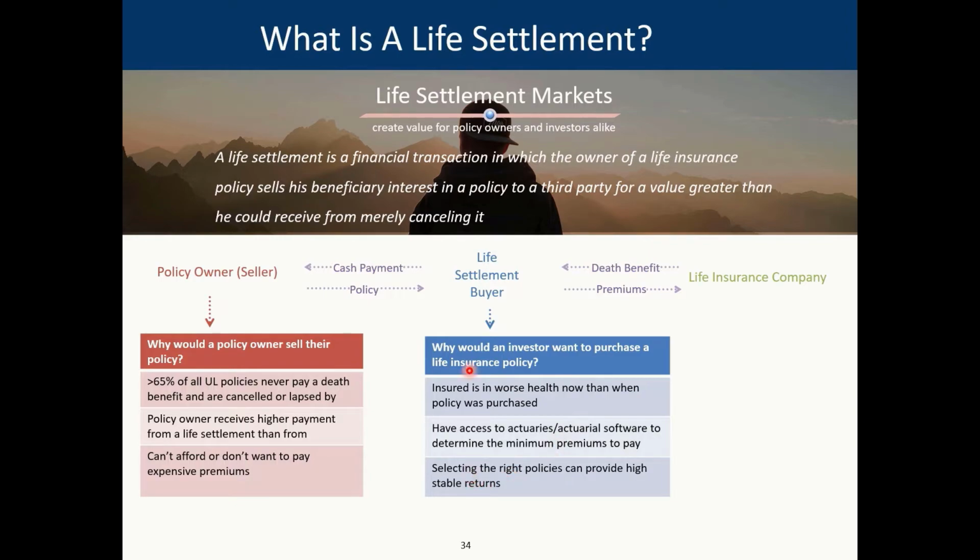The other thing is that the investors realize that if they select the right policies, they can provide high, stable returns, right? So they need a diversified pool. They can't just buy one policy. They have to buy a diversified pool. But essentially, it's using mortality risk. It's understanding insurance risk and how to manage that and being able to use that expertise to buy attractive policies and achieve attractive uncorrelated returns, right? Because when people die is independent of whether the market goes up or down in a given year, right? So this is a great way to use specialized skill, which is actuarial expertise and insurance expertise, to provide uncorrelated returns.